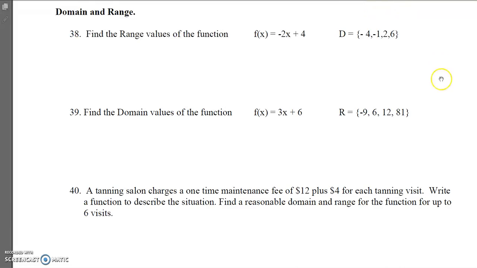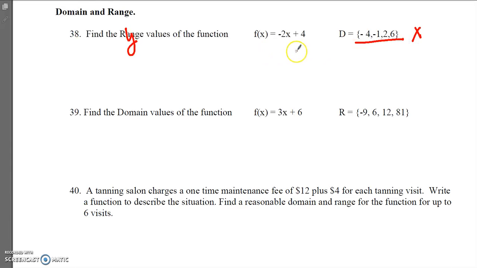Okay, so on 38, 39, and 40, we're talking about range and domain. So I probably will do most of this just on my calculator and not flip back and forth, but let's look at some key words. It says find the range values of this function. The range values would be the y, you guys. So that means all of these values are my x, okay?